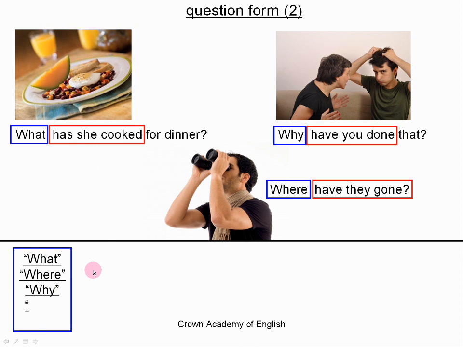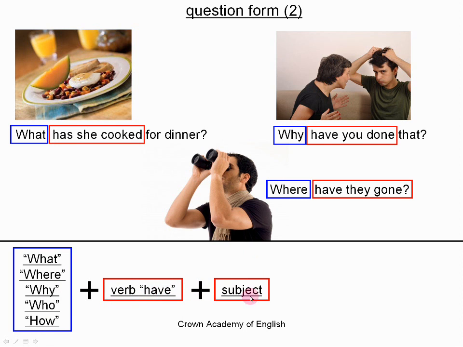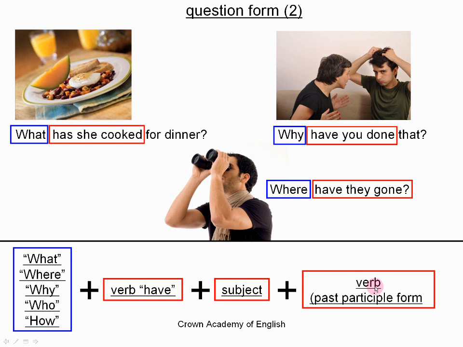So here we can add a question word, either what, where, why, who, or how, followed by the verb have, subject, and the verb in the past participle form with a question mark.